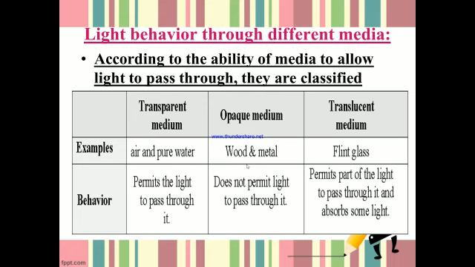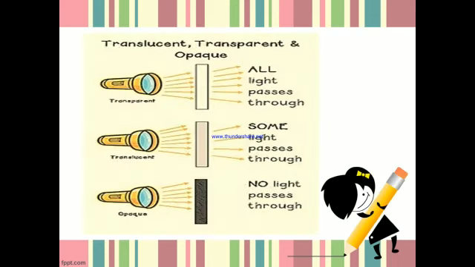The transparent medium is the medium which permits the light to pass through it, or permits most of the light or all of the light to pass through it, as air and pure water. But the opaque medium doesn't permit any light to pass through it, as wood or metal. The translucent medium permits part of the light to pass through it and absorbs the rest, as flint glass or frosted glass or tissue paper.